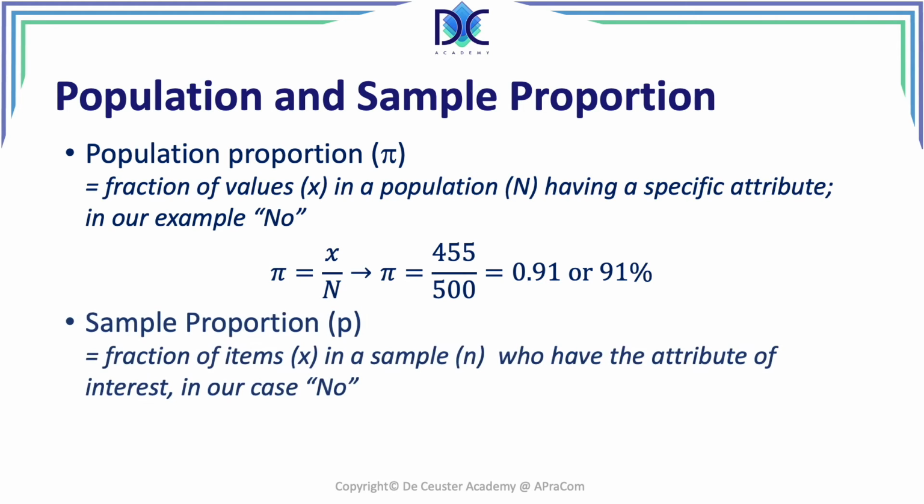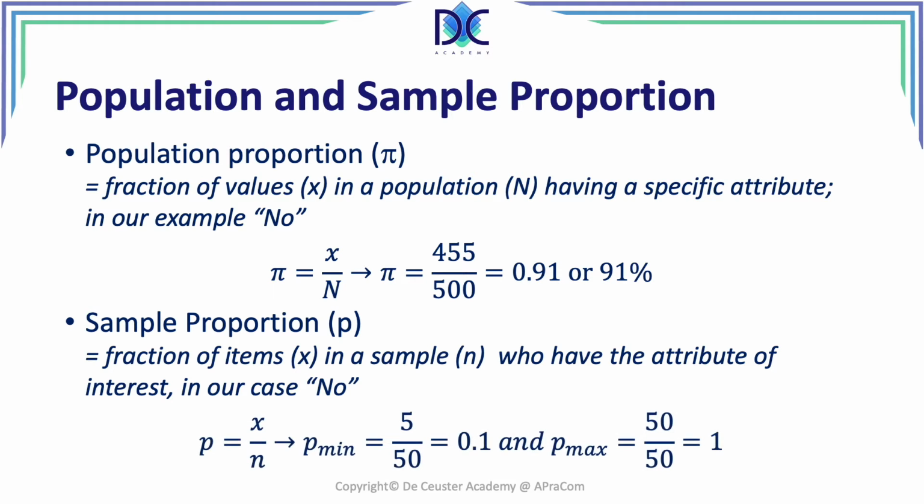The sample proportion is the same thing, but now we are looking at the fraction of items in a sample, with small n. We look in that sample at how many people have the attribute of interest, in our case, no. So p is x divided by n, and we have two possibilities.